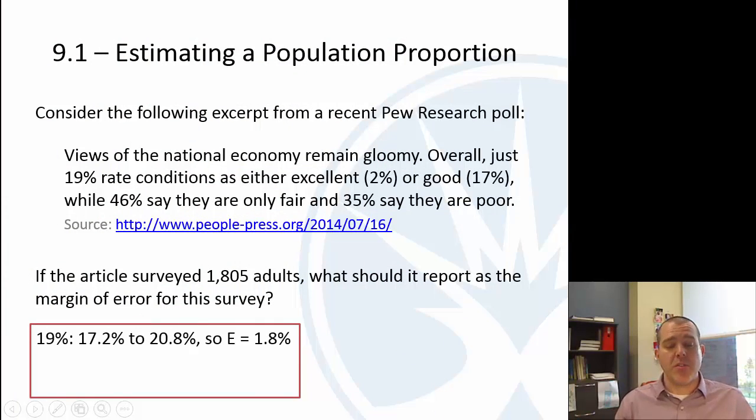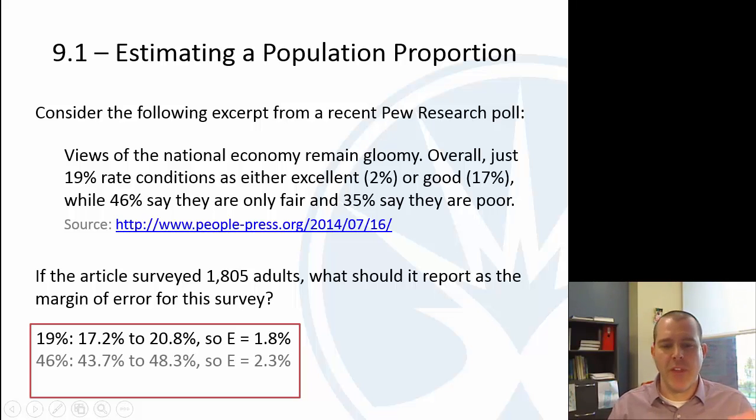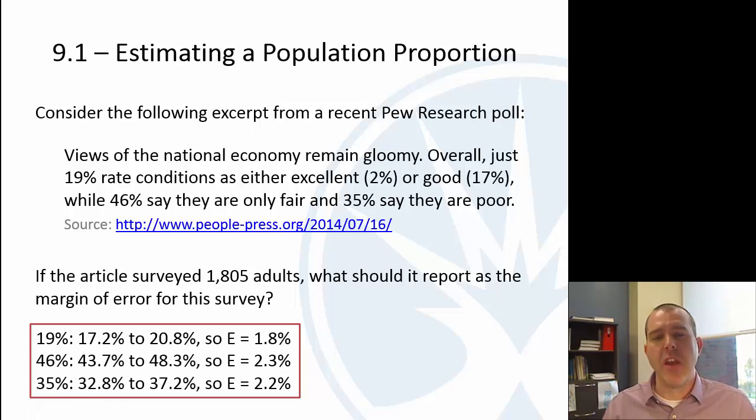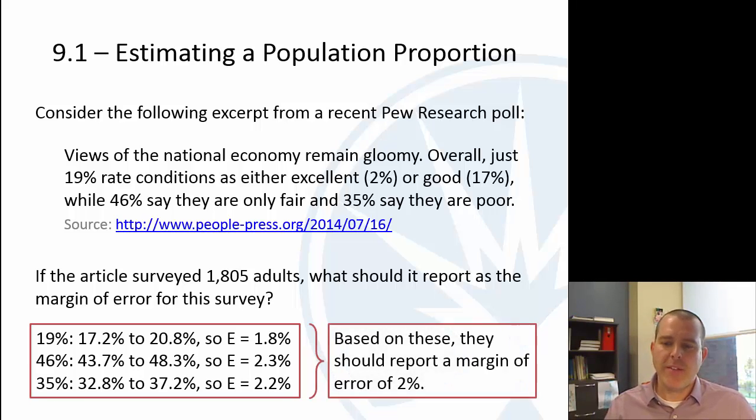So for the 19%, the confidence interval was 17.2 to 20.8. So that's the full width. You can either take half of that to get the margin of error, or you can say, well, if the center point is 19% and it went up to 20.8%, the margin of error must be the difference, 1.8%. Same thing for the other one, 46% and 35%. So you can see the bulk of these margins of error are about 2. So based on those, it should probably report a margin of error of 2%. They kind of lump those together and say, well, the margin of error on this is 2%.